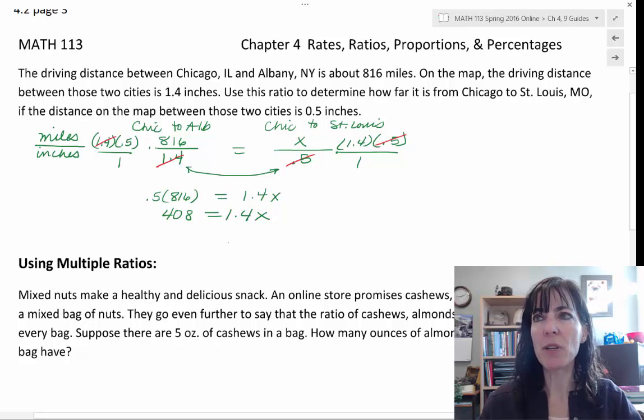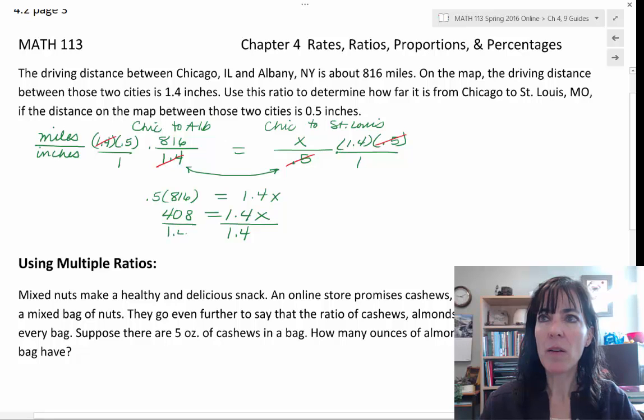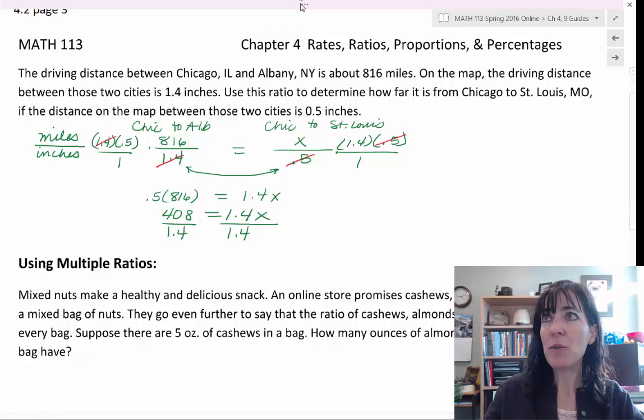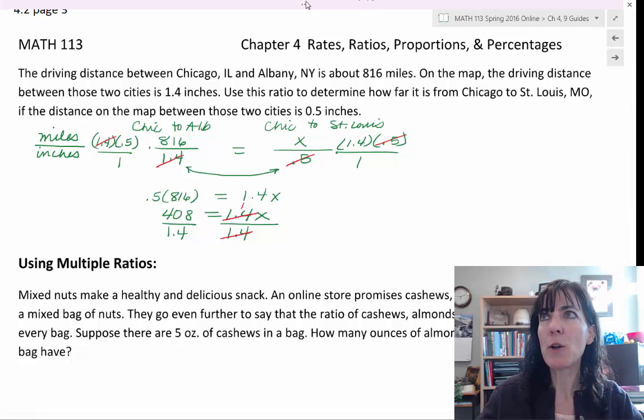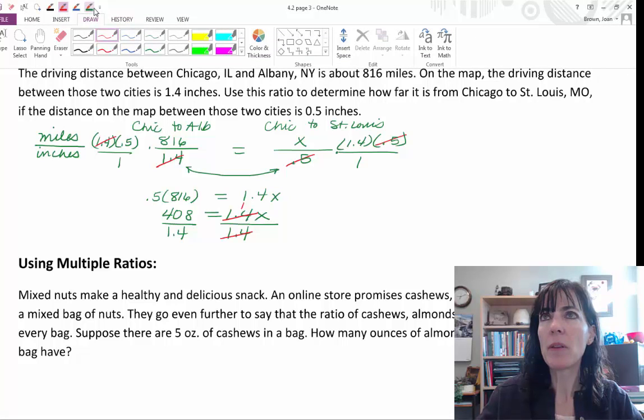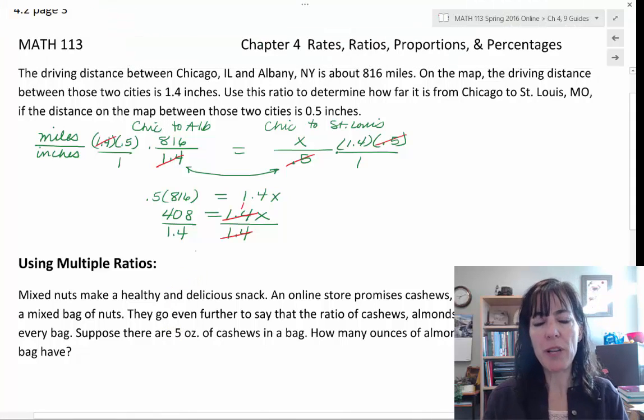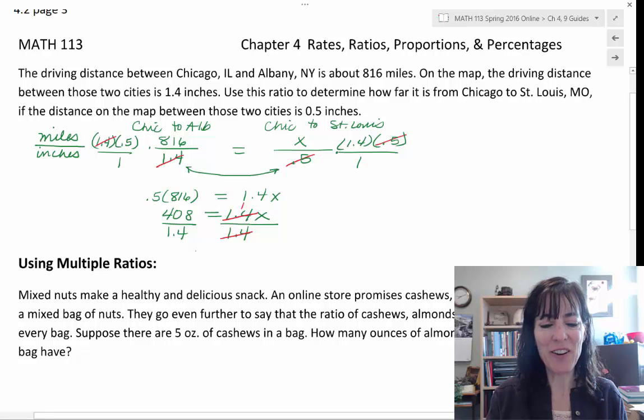Now, just like in the last problem, I have a number multiplied by x, and I want the x by itself, so I have to undo that multiplication. So I'm going to divide both sides by 1.4. And when I do that, the 1.4s reduce on the right and give me a 1, so it's 1 times x. And the 408, which is still sitting on my calculator, divide that by 1.4.